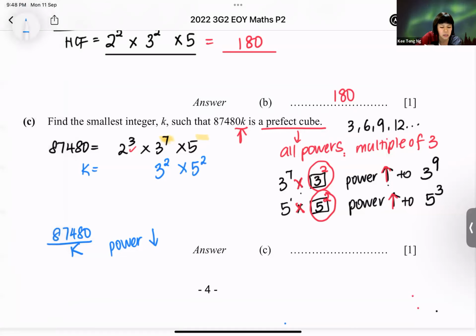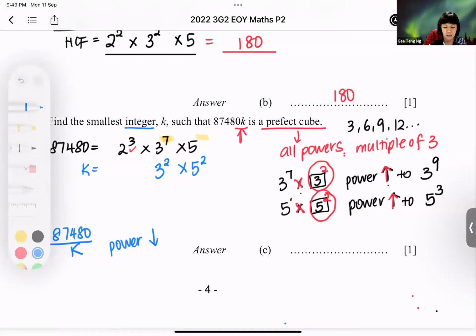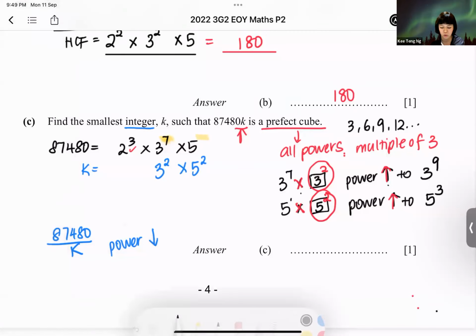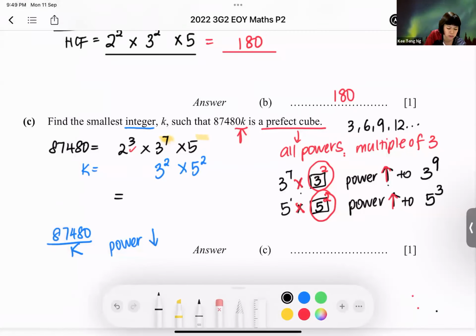Okay, again, read the question. Find the smallest integer k. They did not say leave your answer as a product of its prime factors. So I need to calculate what this number is, 3 squared times 5 squared, which is the number 225. So this will be your answer. Okay, so a few things to take note.